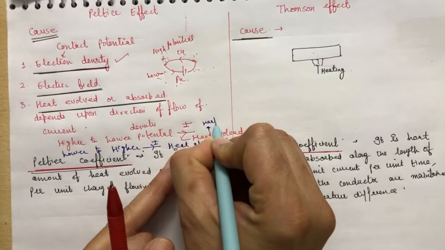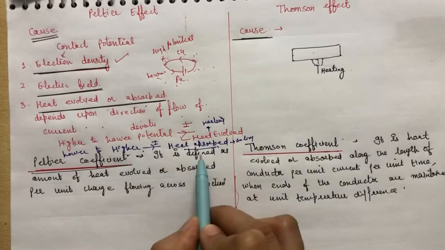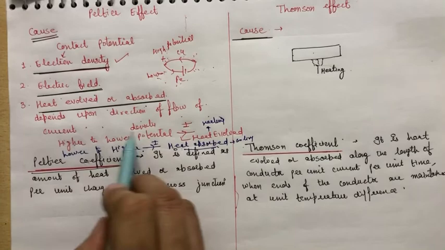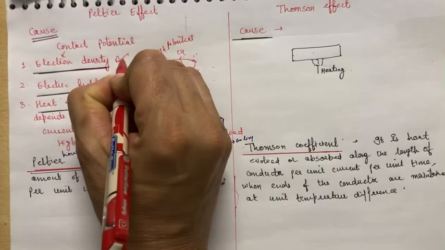Clear. So that's why heat evolved or absorbed depends upon the direction of flow of current. When from higher to lower, heat is evolved; from lower to higher, heat is absorbed, cooling; here heating. So we can say that the cause of the Peltier effect is electron density and electric field, and heat evolved depends upon the direction of flow of the current. Okay, we write here also electron density gradient at the junction. You can also put gradient at the junction.